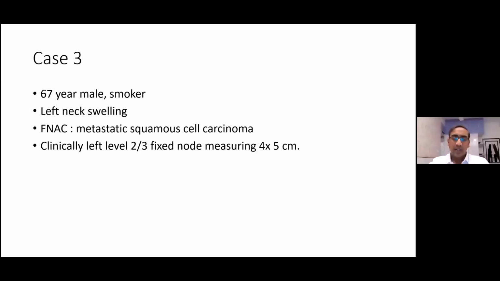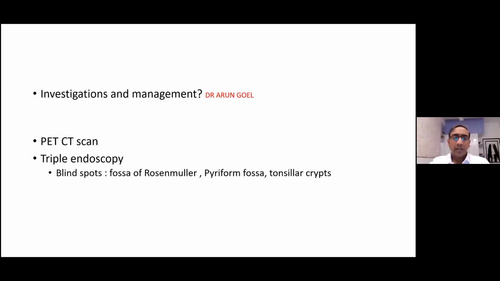So this was another case, basically a squamous cell carcinoma of the head and neck primary, which we had discussed in our previous lecture also. And yes, Dr. Rajiv had also indicated the importance of the triple endoscopy. Dr. Arun, if you're there, basically the triple endoscopy. And obviously the caveats of the triple endoscopy are some blind spots in the fossa of Rosenmuller, the pyriform fossa, and the tonsillar crypt. So these are the blind spots which are there in the triple endoscopy.